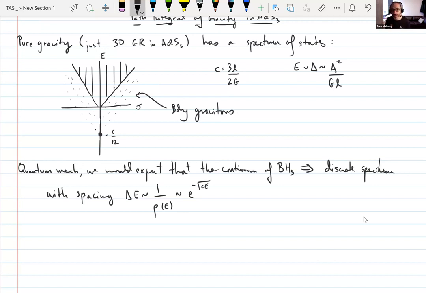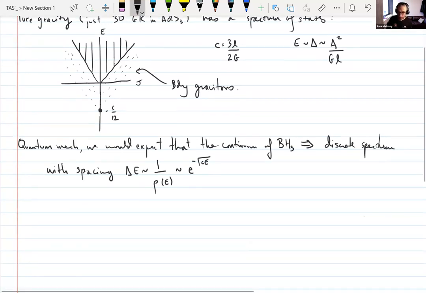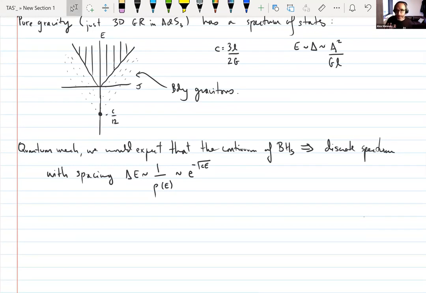What I want to do is I want to try and construct a theory of quantum gravity in AdS3. And I want to see if its spectrum has these properties, namely if it matches the semi-classical spectrum, but with the continuum of black hole states replaced by some sort of very, very closely spaced discretuum. So, of course, we're not quite going to succeed, but the way that we fail is going to be very interesting, and we're going to learn some lessons along the way.